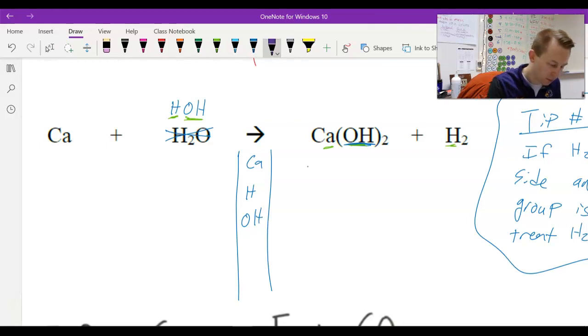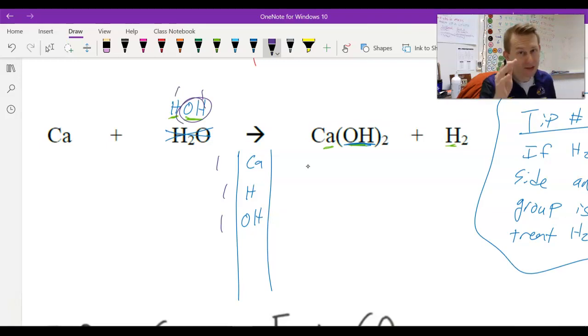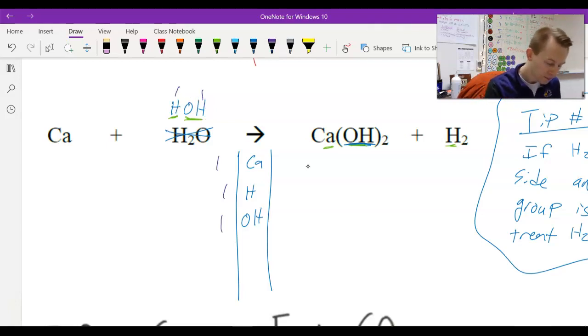Let's go purple. So Ca, I've got 1 on the left, I've got 1 H, and I've got 1 OH. Now, again, it's weird to think about because I've got an H here and an H there, but this OH is part of the OH group. So that's why I'm not seeing I have 2 hydrogens on the left. Okay. Then on the right hand side, I've got 1 Ca. I've got 2 OHs because this 2 tells me I've got 2 of these. And then I have 2 H's because this 2 tells me I have 2 H's.